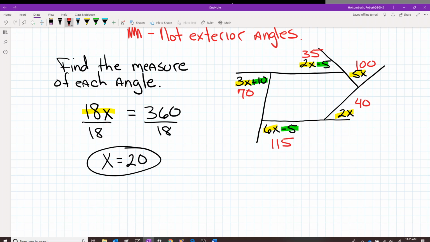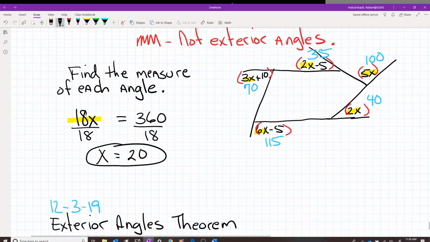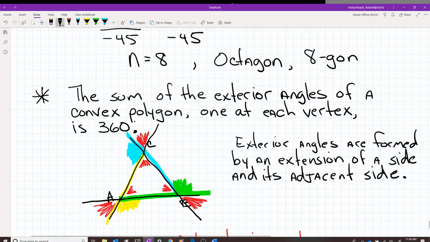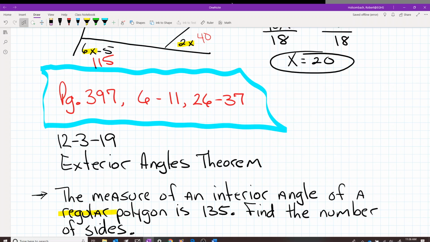Does anybody have any questions on either of the problems we did today? The exterior angles problem or the finding the sides problem? All right, your practice for today is right there, red font with a blue frame around it.